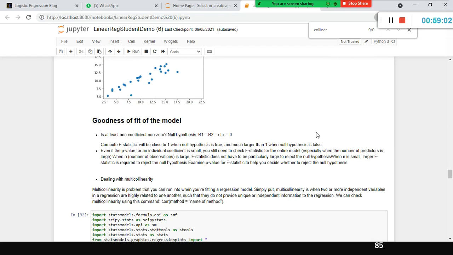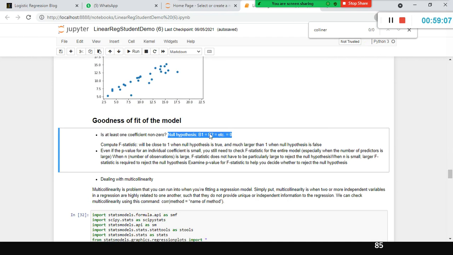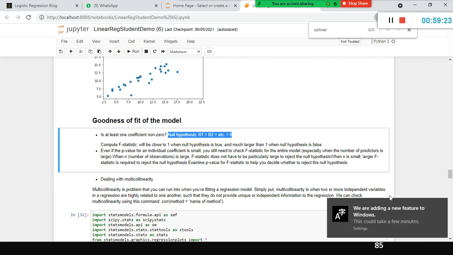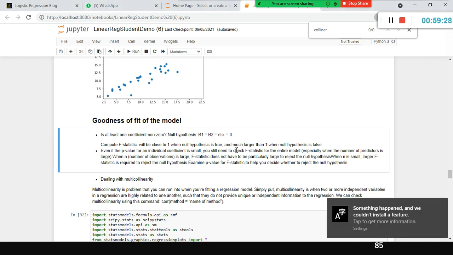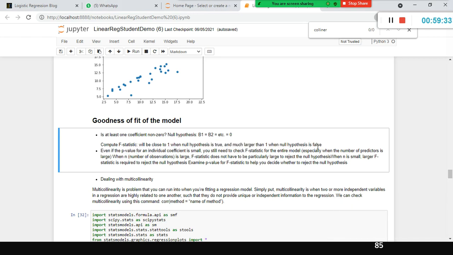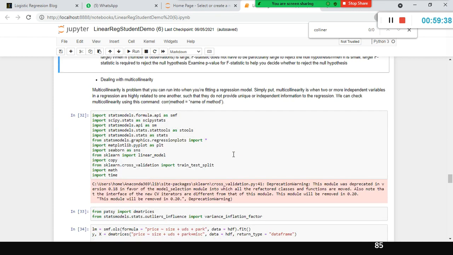Here I mentioned very clearly how to define the null hypothesis: beta 1 equals beta 2 equals and so on equals 0, versus at least one coefficient being non-zero. If the null hypothesis is not true and you reject it, that means none of the features you include in your model is helpful, so none of the features were significant. The computed f star will be close to 1 when the null hypothesis is true, and much larger than 1 when the null hypothesis is false. You just go through it. I mentioned everything very clearly.